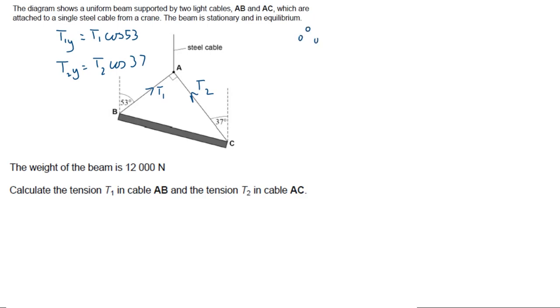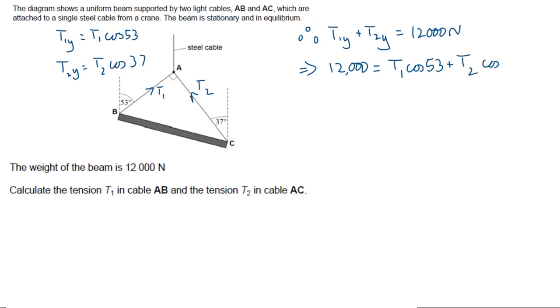Remembering that the sum of the upwards forces must be equal to the downwards forces, we can then write that T1y plus T2y is equal to 12,000 newtons. Now substituting in the components for T1y and T2y, we can now say that 12,000 is equal to T1 cosine 53 plus T2 cosine 37. Now we're going to consider the horizontal components of T1 and T2 and set them equal. So the horizontal component of T1 is T1 sine 53, and that has to be equal to the horizontal component of T2, which is T2 sine 37.